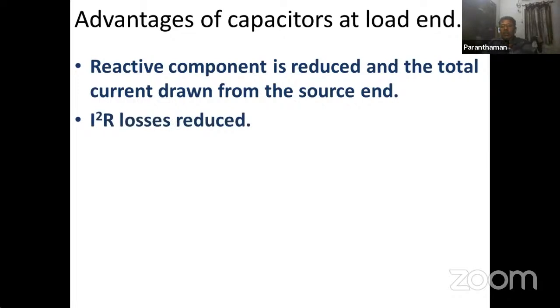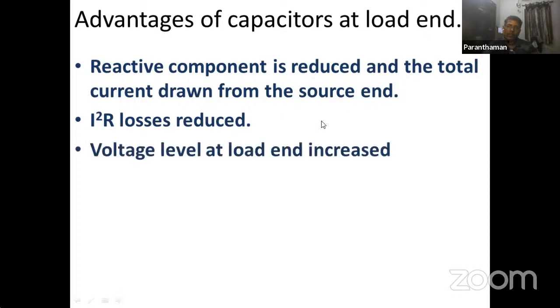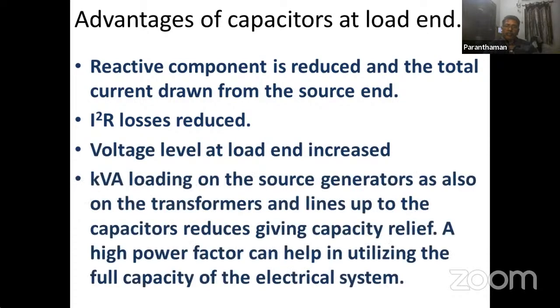By keeping the capacitors close to the load end, what will happen? The I square R loss in the line is reduced. The total current drawn from the source end is reduced. The voltage level at the load end increases. KVA loading. So all these points you must keep in mind, sir. They will be asking for marks.